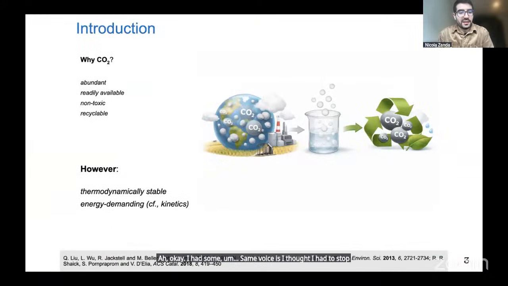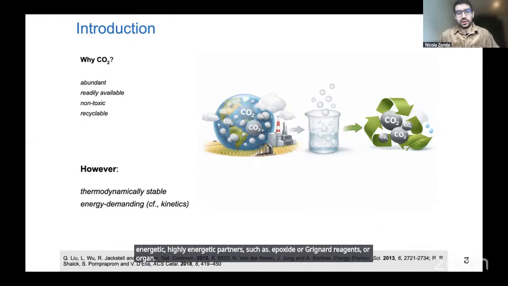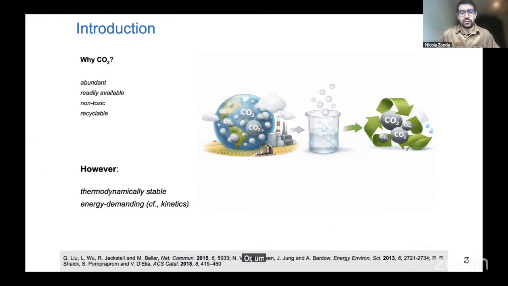Okay. So to actually use it in synthetic chemistry, you need either highly energetic partners, such as epoxides or Grignard reagents or organolithium reagents, or energy demanding conditions, so high pressure and high temperature.